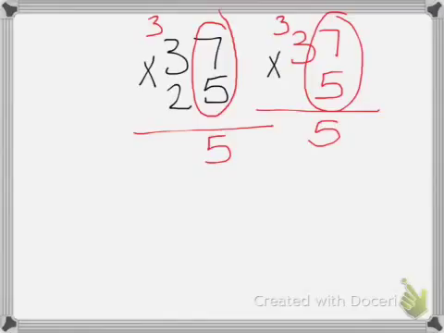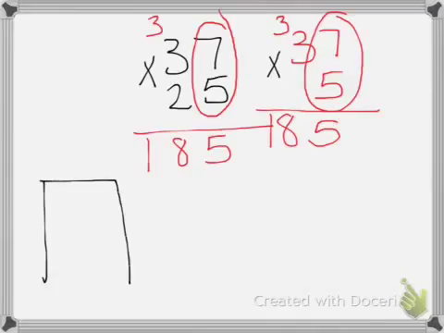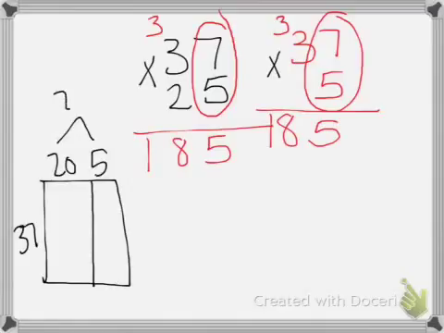Then I have to multiply by the tens. So 5 times 3 is 15, plus 3 is 18, 8 tens, and 1 hundred. This is also very similar to the area model, which I'm going to write down here. So we have 37, 20, 5. These two equal 25. So we know that 37 times 5 is 185.